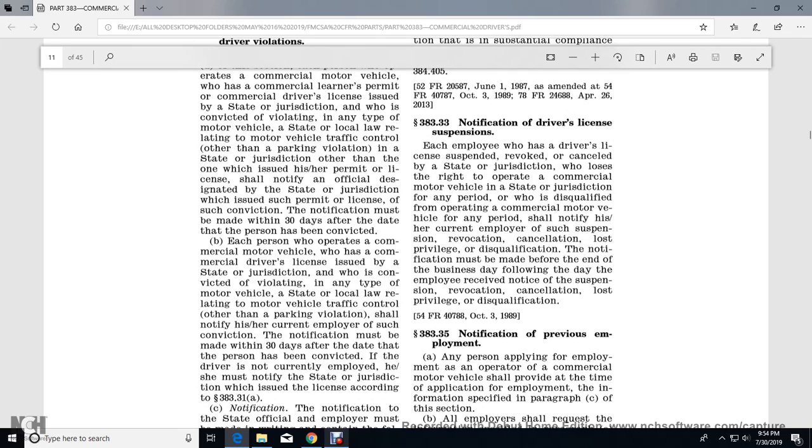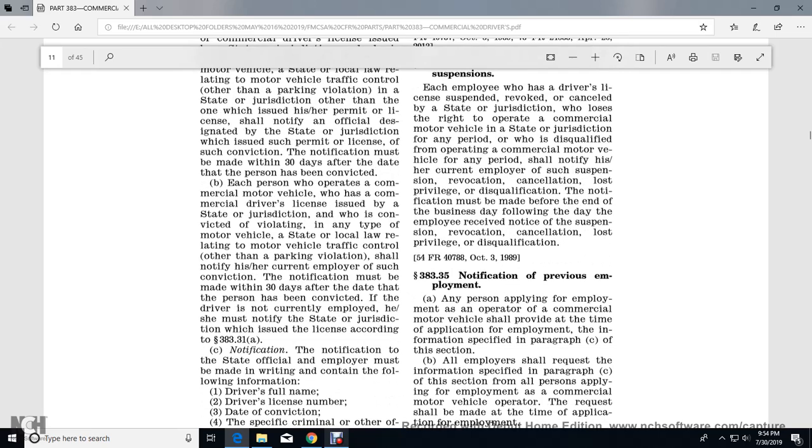Each person who operates a commercial motor vehicle with a commercial driver license issued by the state jurisdiction, who is convicted of violating any type of motor vehicle state or local law relating to motor vehicle traffic control, other than a parking violation, shall notify his or her current employer of such conviction. Notification must be made within 30 days of the date the person has been convicted. If the driver is not currently employed, he or she may notify the state jurisdiction that issued the license according to 383.31(a).